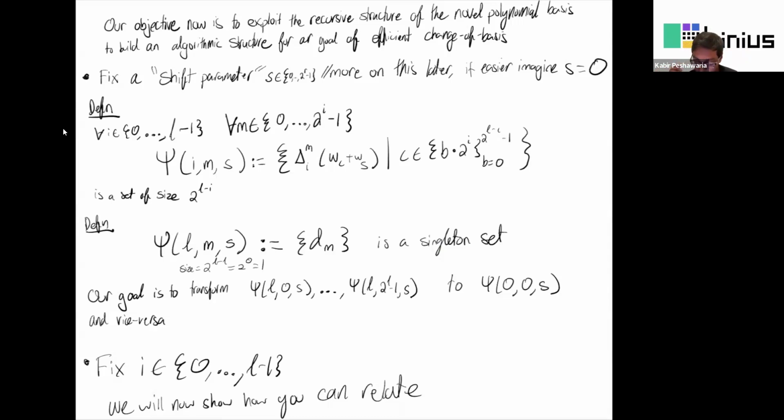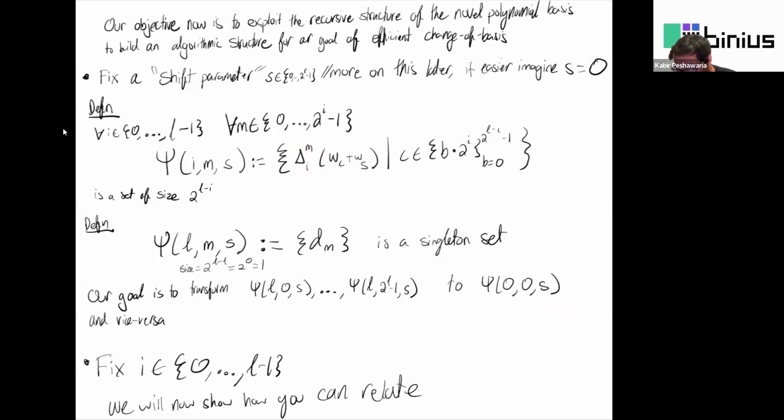Okay, our goal is to transform psi L0s up to psi L to the L minus 1s. In other words, the coefficients of the novel polynomial basis into psi 00s. What is psi 00s? That's a set of psis 2 to the L minus 0, so a set of psis 2 to the L, turning 2 to the L things into 2 to the L. And what are those 2 to the L things? They're actually evaluations of delta 00 at these points WC.